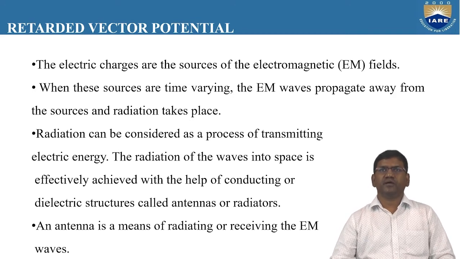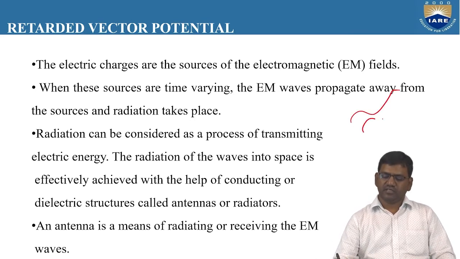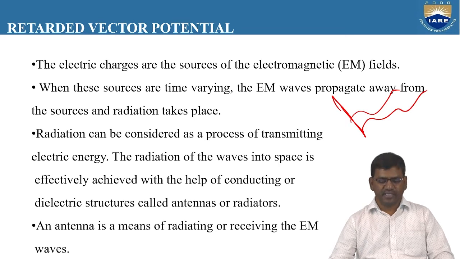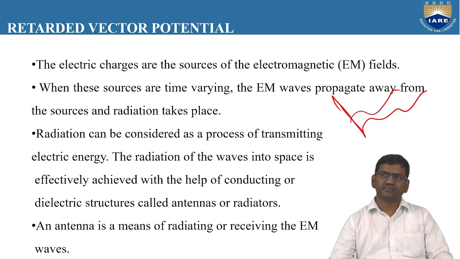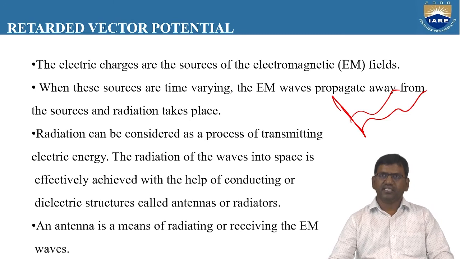the electromagnetic waves propagate away from the sources and radiation takes place. These radiations can be considered as a process of transmitting electric energy. The electromagnetic waves produced from a current element will be transmitting some amount of energy. That energy we call electric energy. And this energy of radio waves is effectively transmitted into the space with the help of conducting or dielectric structures called antennas or radiators.